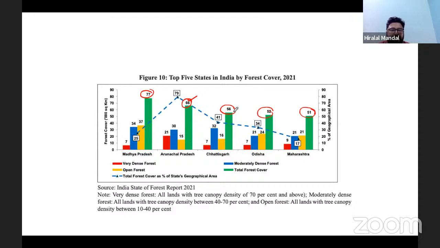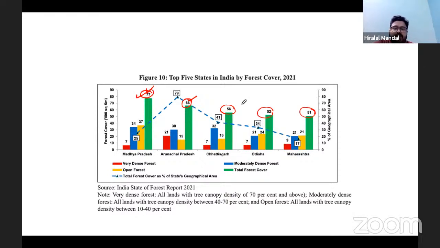77,000 square kilometer area comes under the forest cover in Madhya Pradesh, whereas 66,000 square kilometer area comes under the forest cover in Arunachal Pradesh, and same is the story: 56,000 square kilometer in case of Chhattisgarh, 52 in terms of Odisha and Maharashtra. So that is the status. But remember one thing, this one you need to remember because a question can be formed from this one. Among the top forest cover states, you can see it is Madhya Pradesh, Arunachal, Chhattisgarh, Odisha and Maharashtra in absolute number.